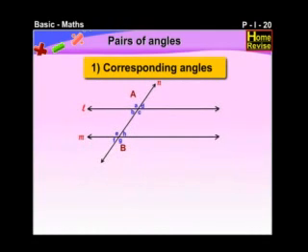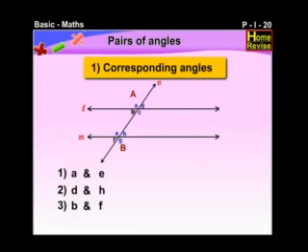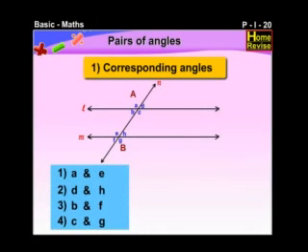Let us first consider corresponding angles. Now, in corresponding angles, there are 4 pairs of corresponding angles. Number 1, angle A and angle E are corresponding angles. Angle D and angle H are corresponding angles. Similarly, angle B and angle F are corresponding angles, and angle C and angle G are also corresponding angles. That means, in this diagram, there are 4 pairs of corresponding angles.